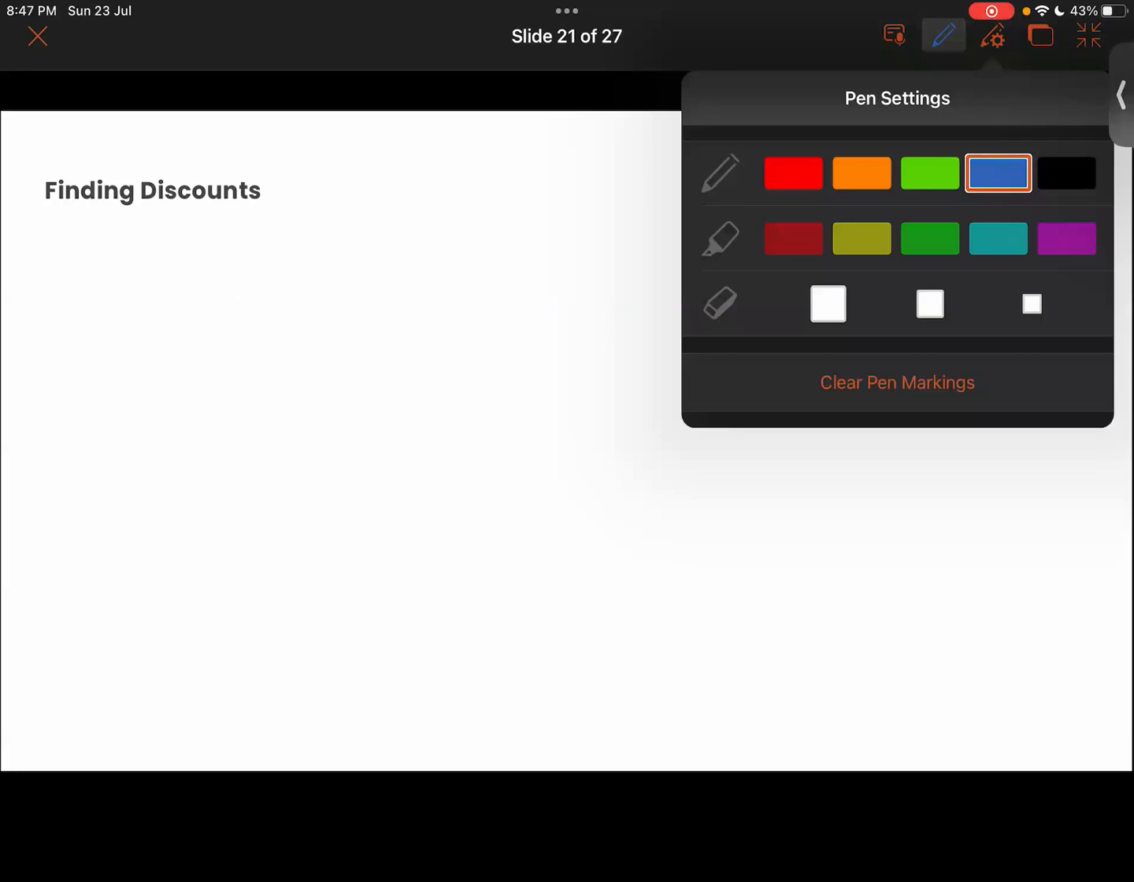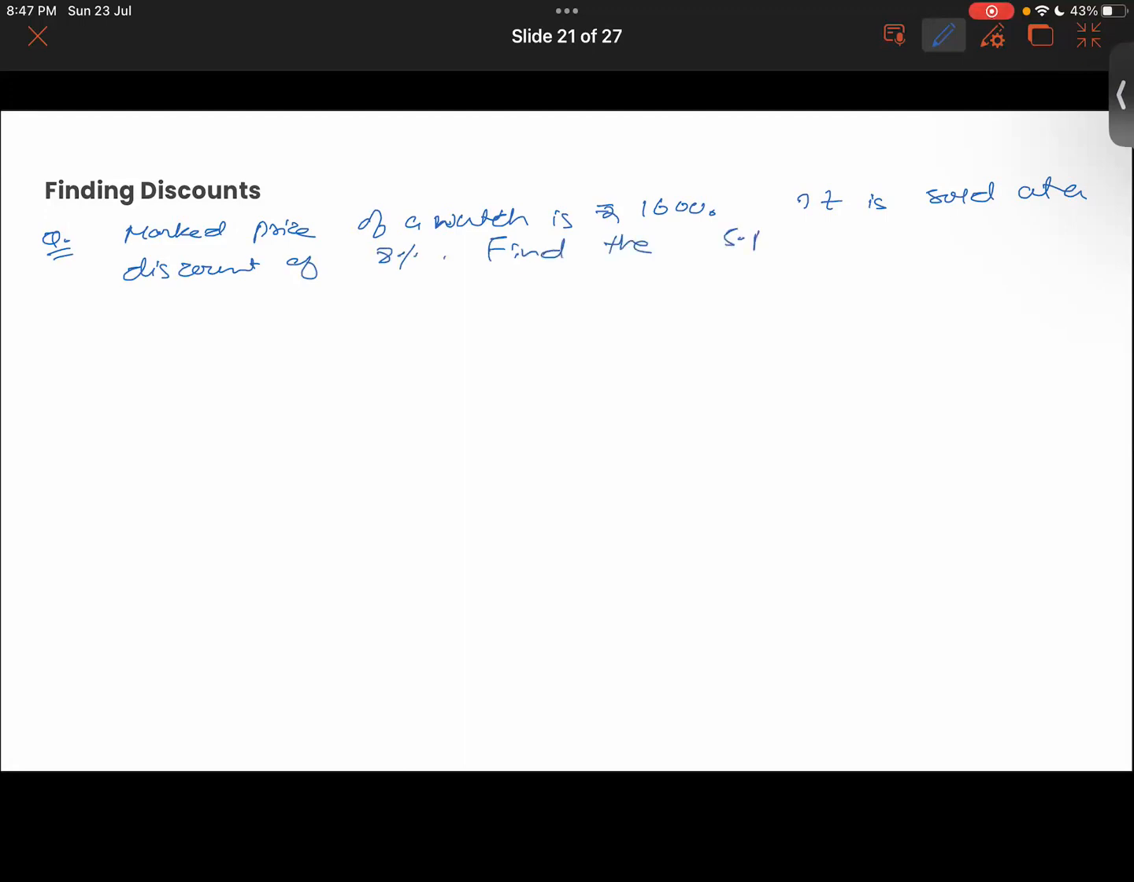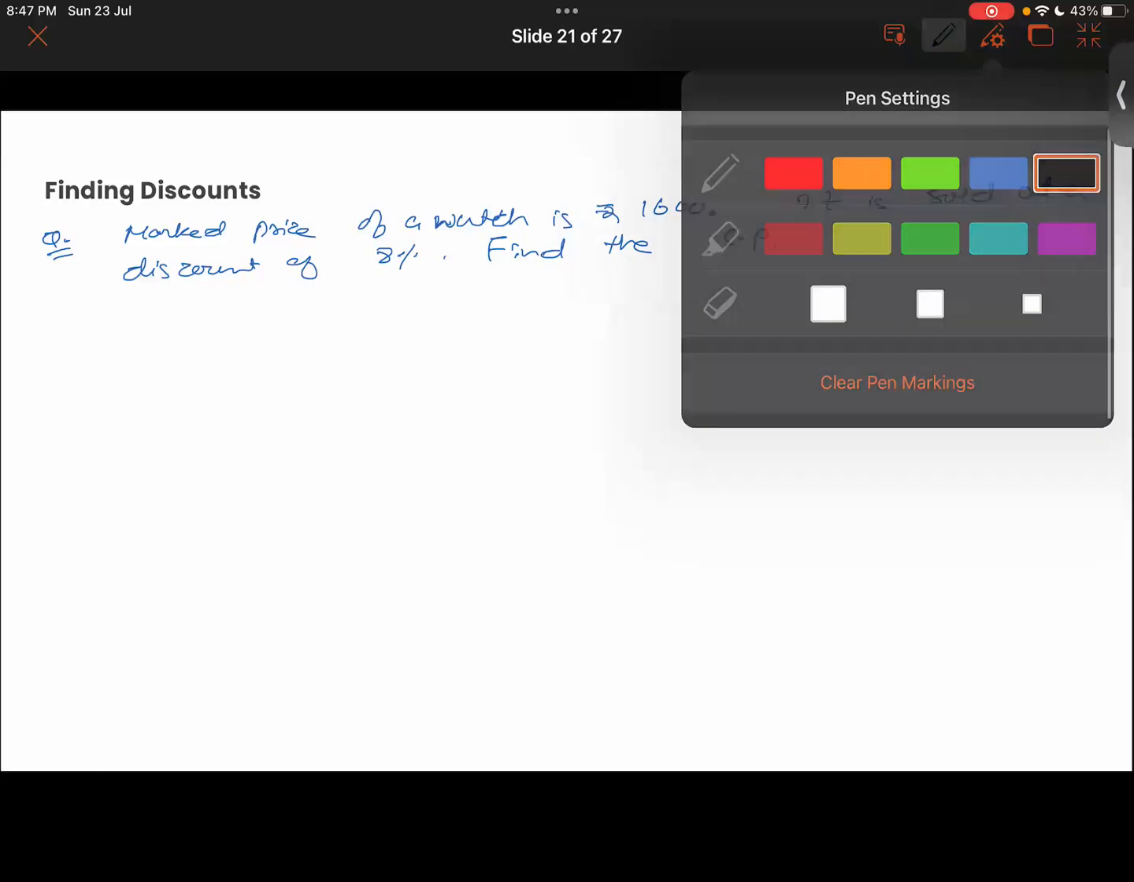Now finding discounts. Okay, that's what we are discussing. So let's take few questions. Let's say mark price of a watch is rupees 1600, and it is sold at a discount of 8%. Try to find the selling price. Now you guys are required to find the selling price. What would have been the selling price of this watch? Simple, no? That is simple.